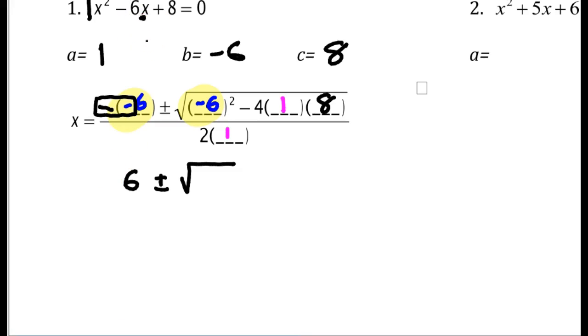And let's figure out what's the discriminant. Remember, that's the name for b squared minus 4ac. So negative 6 squared is 36. And then 4 times 1 times 8 is 32. So 36 minus 32 is 4. All right. And all divided by 2.